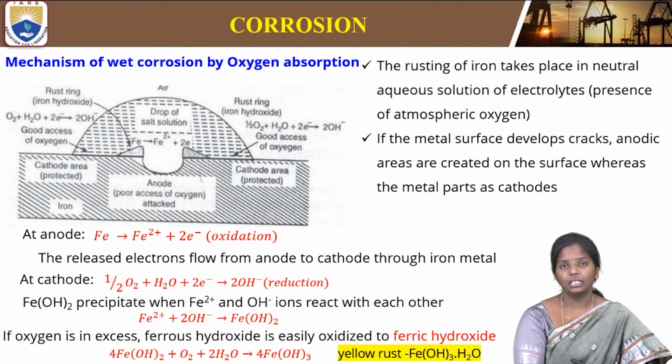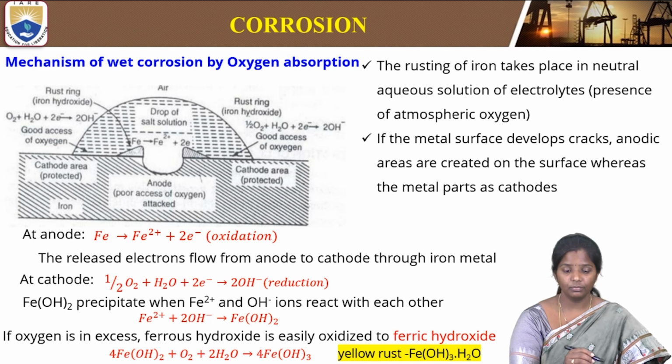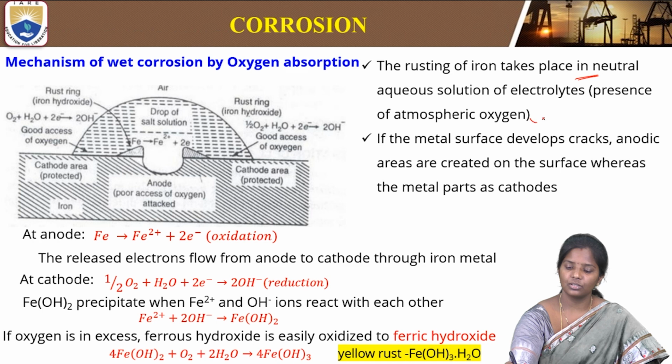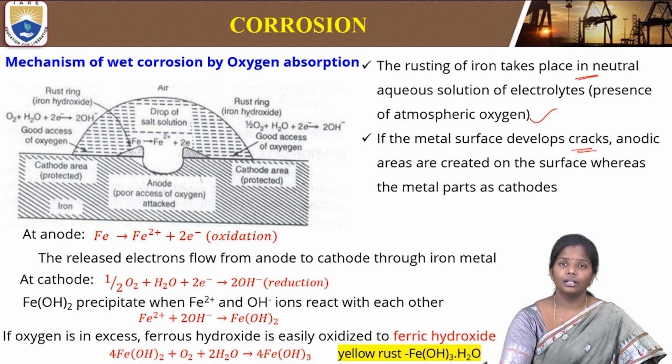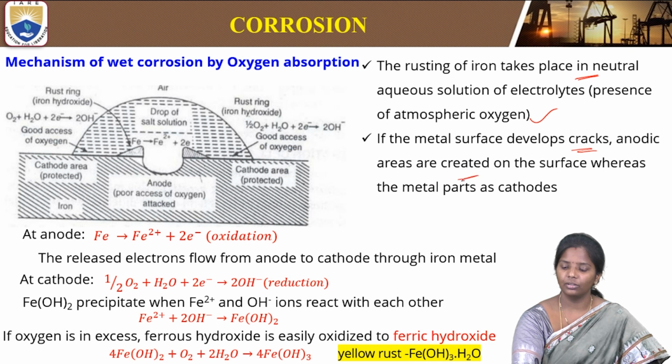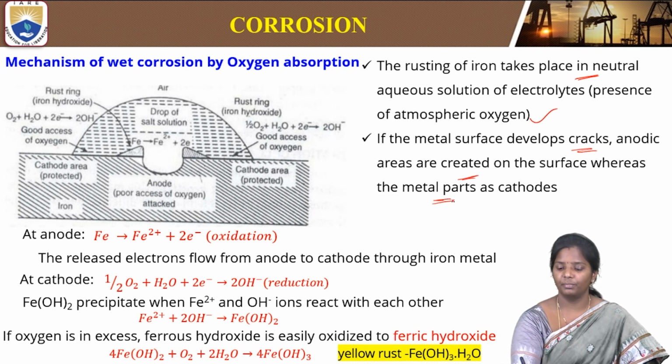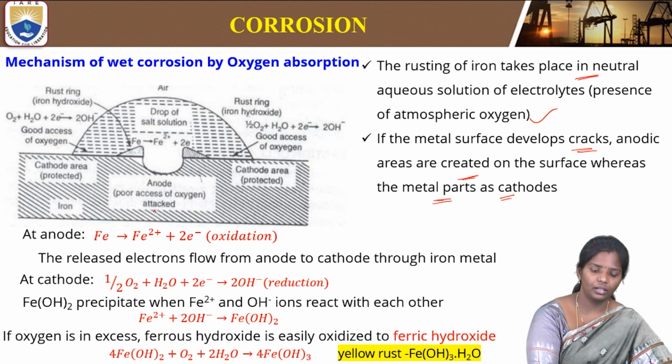Then oxygen absorption. Let us see the mechanism of wet corrosion by oxygen absorption. The rusting of iron takes place in neutral pH, in aqueous solutions of electrolytes in the presence of atmospheric oxygen. If the metal surface develops cracks, there is obviously scope for oxygen to penetrate into the metal and cause corrosion. Anodic areas are created on the surface, whereas the other metal parts are cathodes. This is the cathodic area, which is protected. This is again a protected area. The anode has poor access to oxygen.